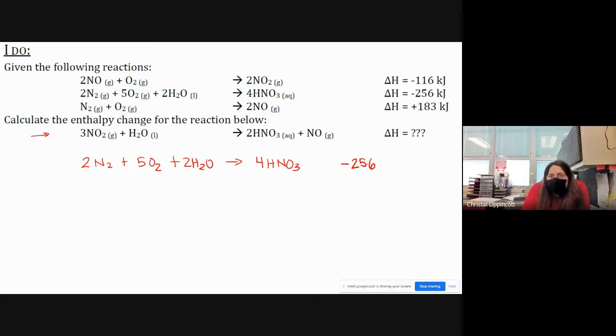All right, now I've got to get this NO2 over to this side. So I'm going to flip this guy around, and then it becomes a positive delta H. Okay.